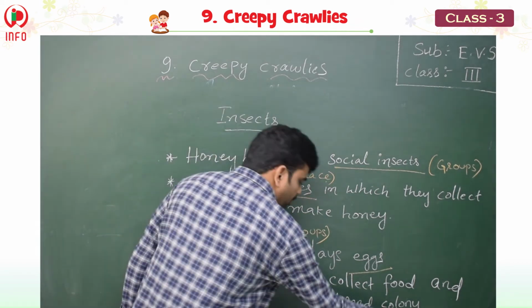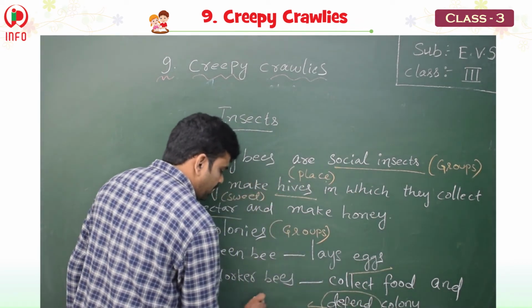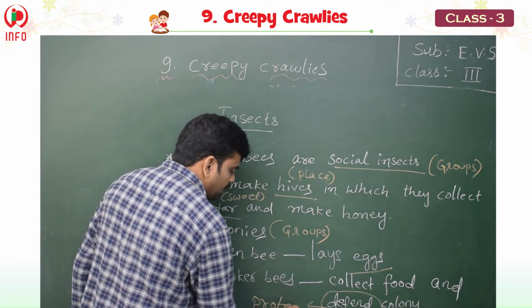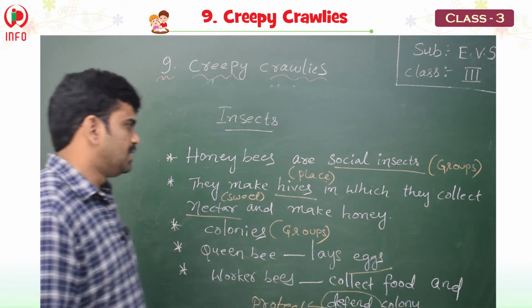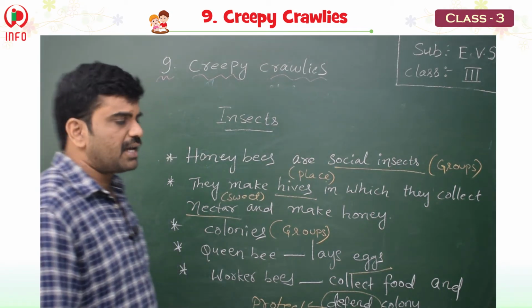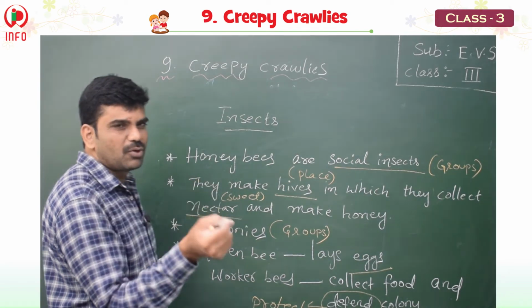Defend means protect. Defend means protect children. So they defend the colony. Colony means the remaining honeybees. Okay, now let's see once again. Honeybees are social insects. That means they live in groups.